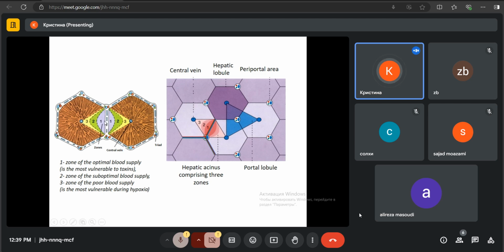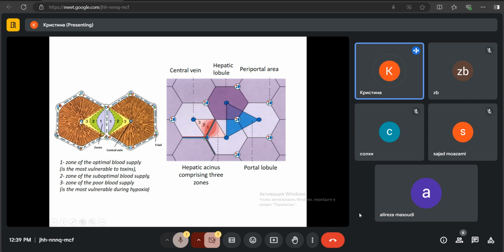It means that while the blood flows through these zones, first oxygen is taken by the hepatocyte of zone 1, then the blood comes to the hepatocytes of zone 2, but the amount of oxygen is now lower because it was partly taken by the previous hepatocytes here in zone 1. And the blood which comes to the hepatocytes of zone 3 is very poor of oxygen. And it means that the hepatocytes of the zone 3 are the most vulnerable during hypoxia.